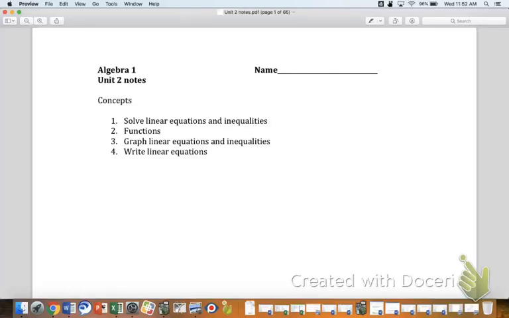Go over what our second unit is all about, talk about how we're going to finish off with Unit 1. So if you look here, Unit 2 is basically all about linear relationships. You can see that the first concept is solving linear equations and inequalities. Functions are going to be linear functions, graphing, and writing linear equations as well. So if you wanted to sum up Unit 2 in just one word, you could just say linear, or lines, really is what it comes down to.